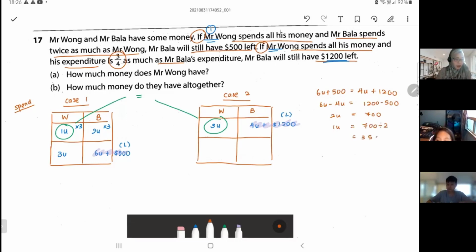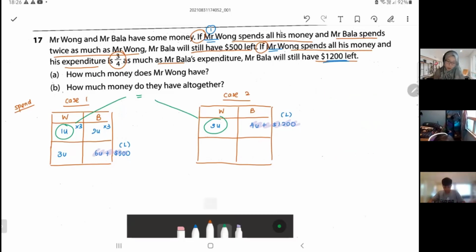You get 350. Okay. Now, how much does Mr. Wong have altogether? Mr. Wong, 3 units. So for A, 3 units is 350 times 3. I will get $1050. Done.